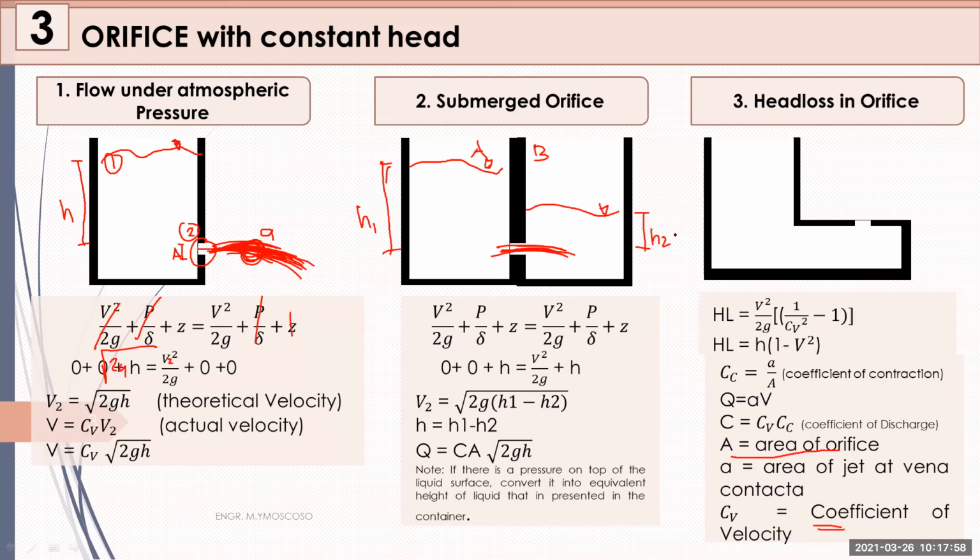So you have Q is equal to CA square root of 2GH. Ano ba yung magiging C natin? That would be the coefficient of discharge. Ano ba yung coefficient of discharge? Ito yung characteristics ng flow natin at ng pressure loss natin, ng behavior ng ating orifice sa ating fluids.